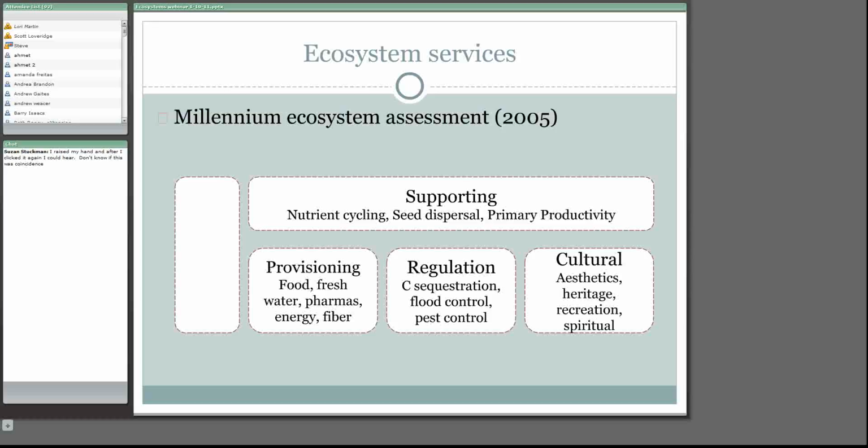Supporting services, I mentioned that cycling was in regulation. I misspoke there. It's actually in the supporting category as far as nutrient cycling and other cycles, carbon, nitrogen, as well as seed dispersal, and then you have things like primary productivity associated with plants and that sort. So those are some of the ecosystem services.